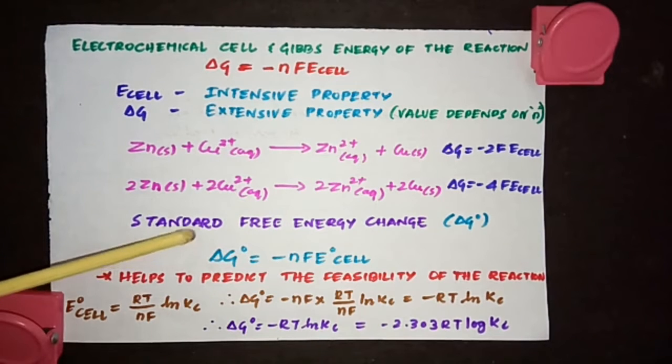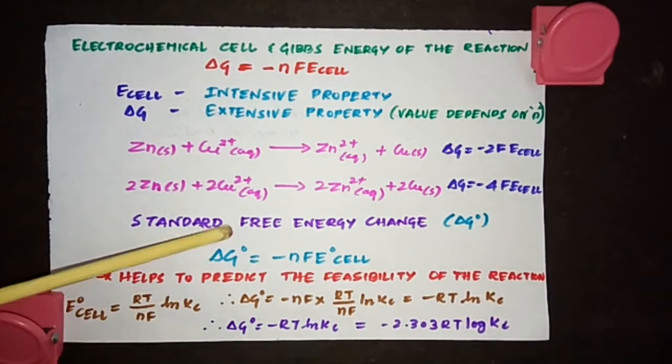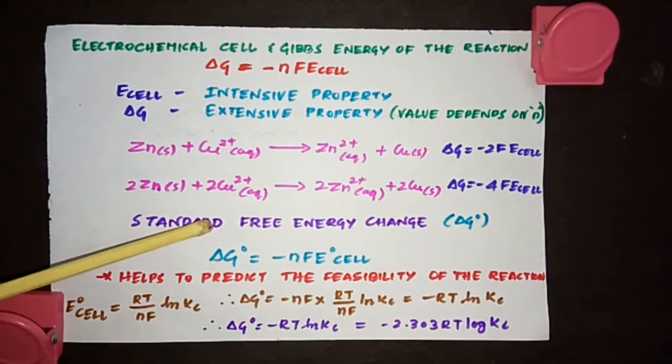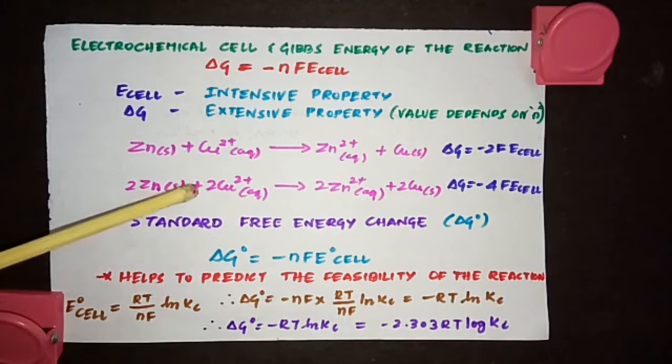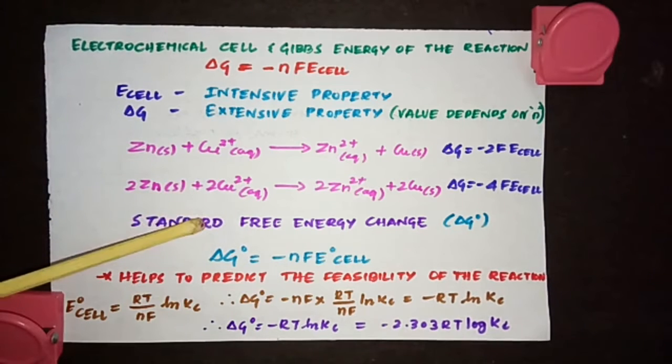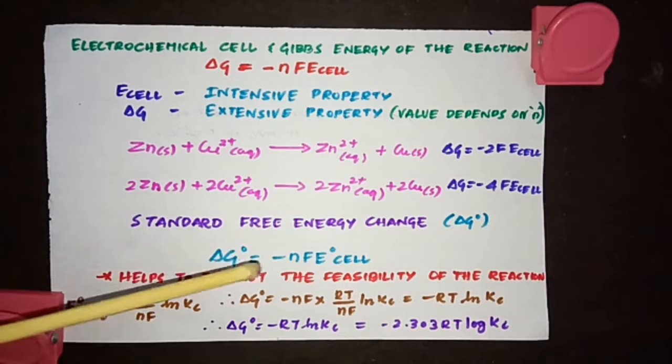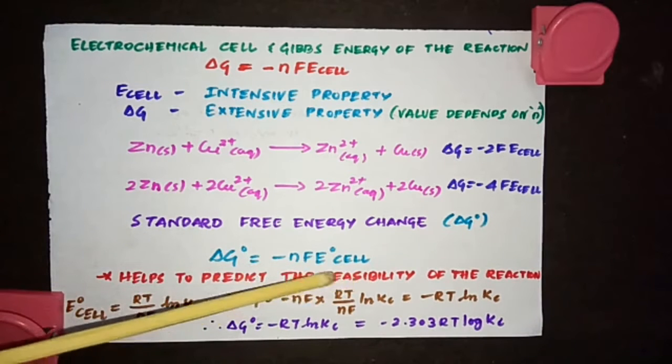So when we are talking about standard free energy change, we have already seen what is standard electrode potential and we represent that as E naught cell. So when we say standard free energy change, we mean that we are using standard electrode potential.